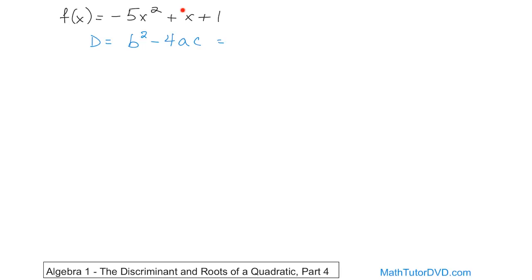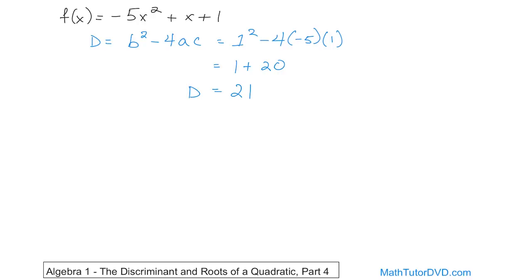Now b is whatever is in front of x, so that's 1. So it's 1 squared minus 4 times a. A is what's in front of the x squared, so we have negative 5, times c, which is 1, which is just a constant term. So 1 squared is 1. And then we have 4 times 5 is 20, negative times negative is positive, so it's going to be positive 20. So we're going to get 21. So the discriminant is 21.